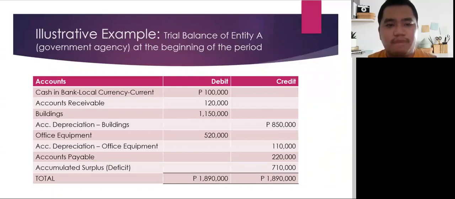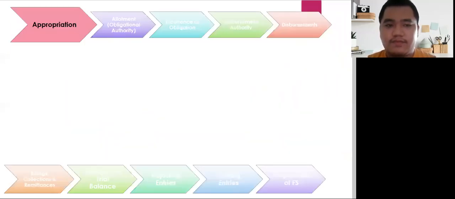First, let's study the trial balance of Entity A, the government agency, at the beginning of the period. So we have here the assets, liabilities, and the equity represented by the accumulated surplus or deficit. So as mentioned, the government accounting cycle begins with the appropriation. The appropriation is the authorization from the legislative body, or in this case, the Congress.